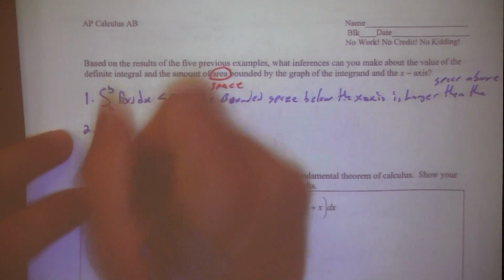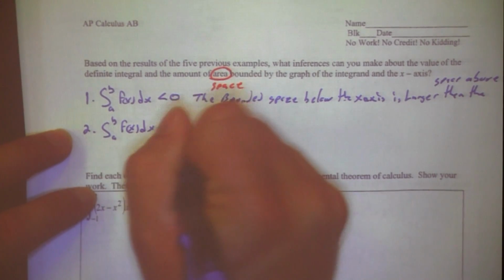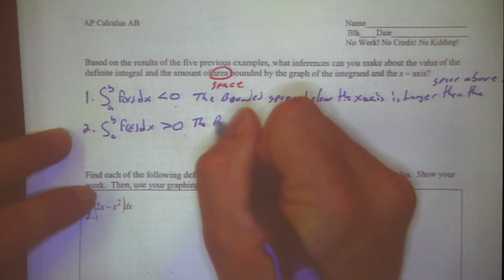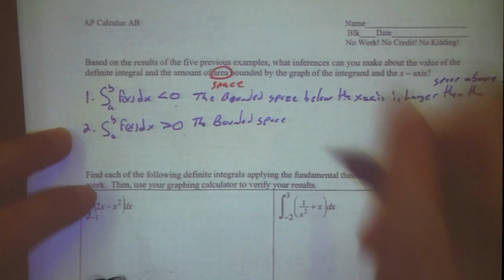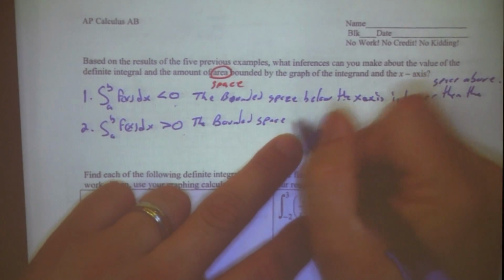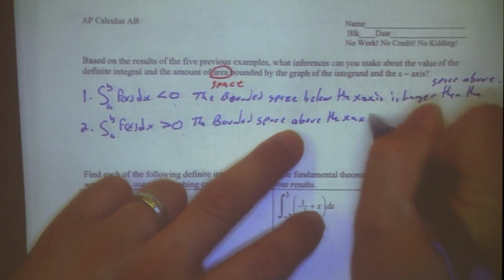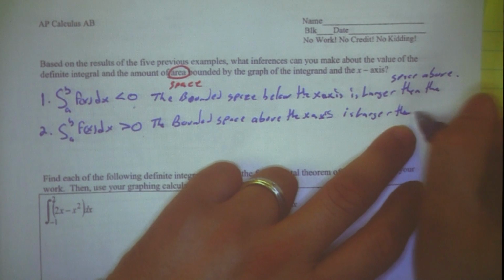What if the integral value was positive? And we could say that the bounded space, where? Above the x-axis is larger than the space below.